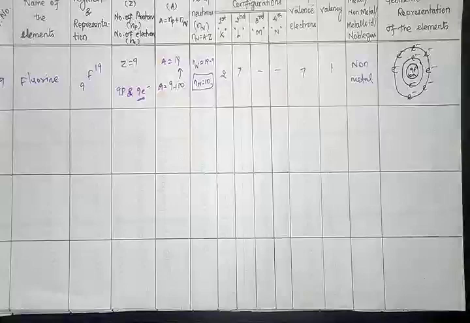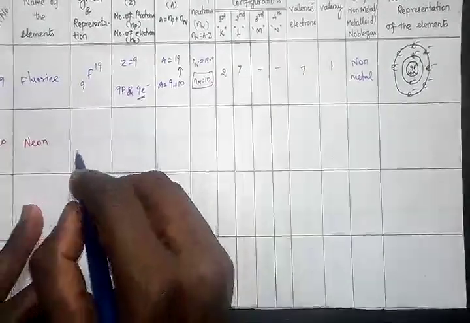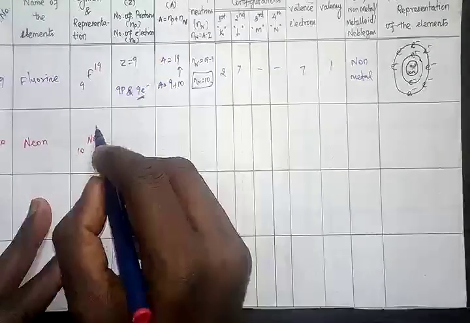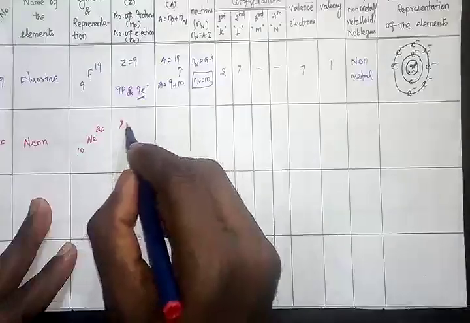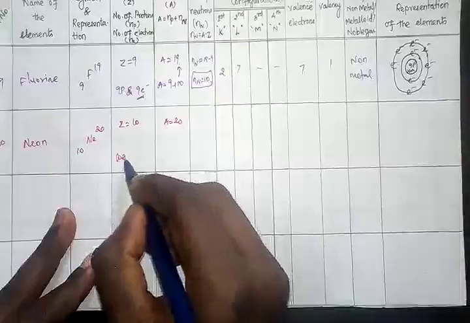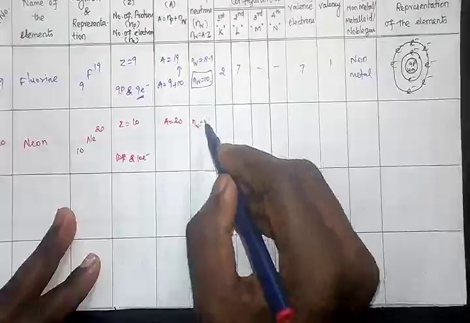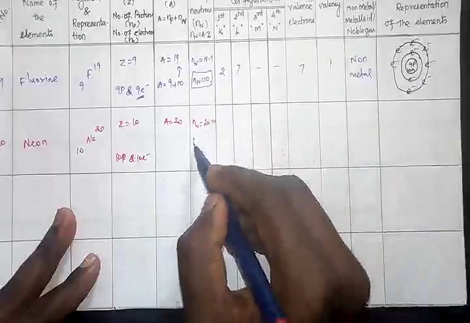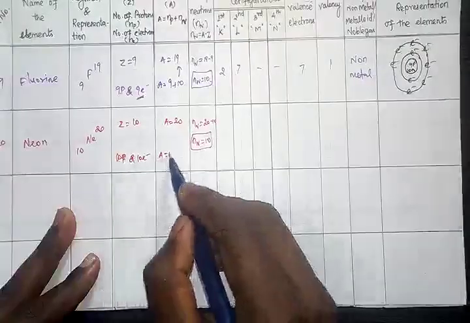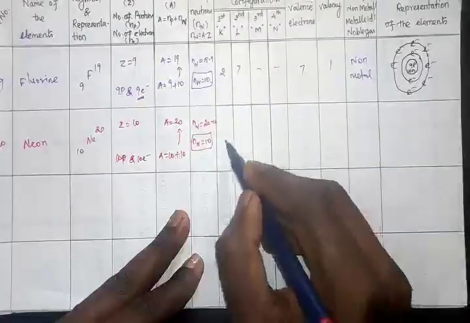Next we will go for the 10th one, that is neon. Neon-20, the Z is 10, A is 20, right? That means 10 protons and 10 electrons. The number of neutrons, if we calculate 20 minus 10, is 10, right? Atomic mass number is 10 protons plus 10 neutrons. The answer is 20. Now we have 10 electrons, 2, 8.